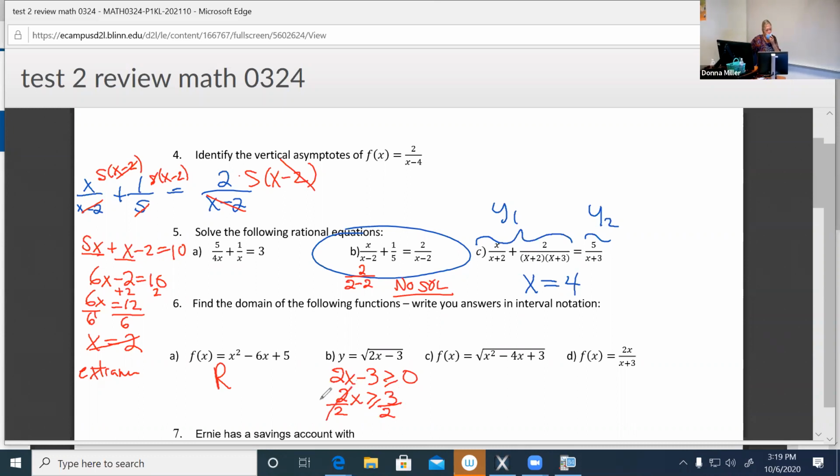Now, they're going to want the domain in interval notation, so we're going to write this in interval notation, right? So if you want, you can draw yourself a number line. I'll do it up here. So 3/2 is here. I can equal 3/2 and I go up, right? I go up to infinity. So with interval notation, I go from 3/2 to infinity. What kind of bracket goes on the 3/2? Square. Square because it can equal it, right? What about infinity? Round. Round, there's your domain. Okay.